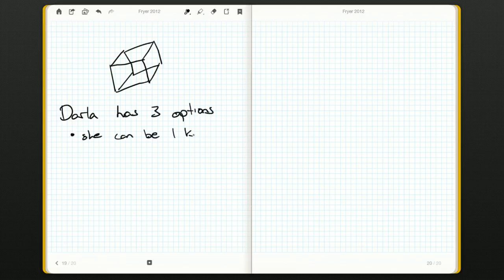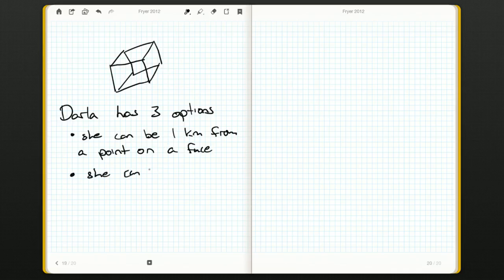She can be 1 kilometer from a point on a face. So she could be 1 kilometer above or 1 kilometer off on the side. And that's going to give her a very restricted form of movement. It's basically going to be a cube above, below, back, and front, and on the sides of this cube in terms of the space she can be.